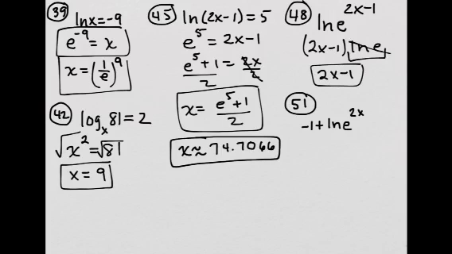So this expression is 2x minus 1. Similar to the previous problem, I am going to take this exponent right here and make it the coefficient of the log. And so I have negative 1 plus 2x times natural log of e. This equals 1, so you're left with negative 1 plus 2x, or 2x minus 1, same thing.